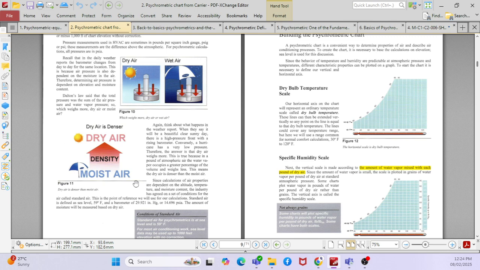Because the moist air consists of, you can say, water particles, right? And dry air means it's pure dry air without any moisture content. So that means the air is light. Okay, so the dry air is much denser than the moist air.